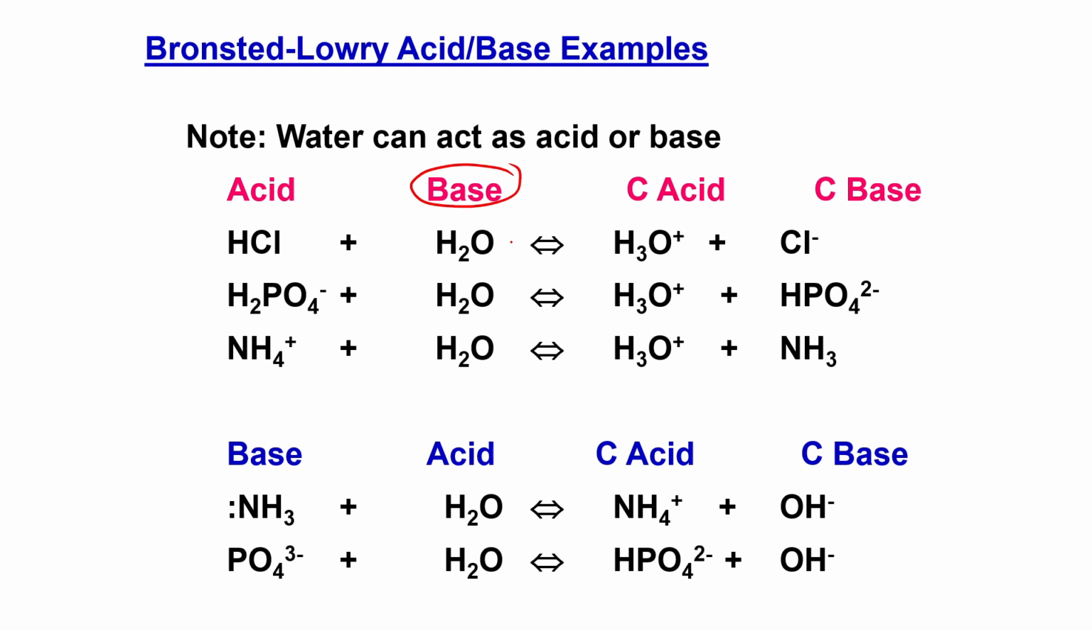Okay, dia sebagai base meaning dia akan accept proton, acceptor. Dia form H3O+. Kalau dia sebagai acid, dia akan jadi proton donor. So proton donor meaning dia hilang hydrogen. So dia akan form OH-. So H2O boleh jadi acid, boleh jadi base, depends dengan siapa dia react.